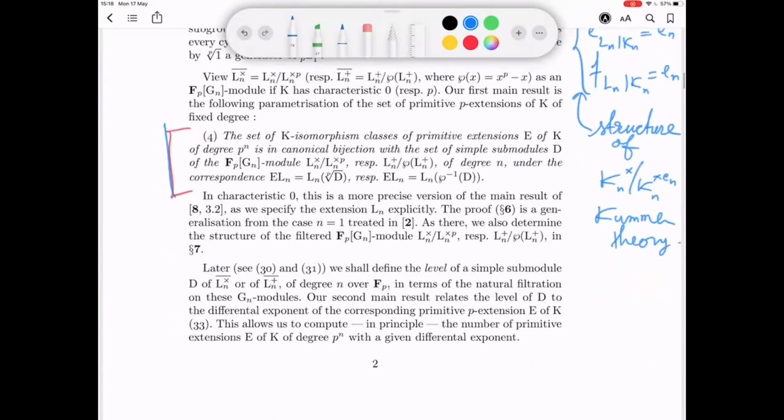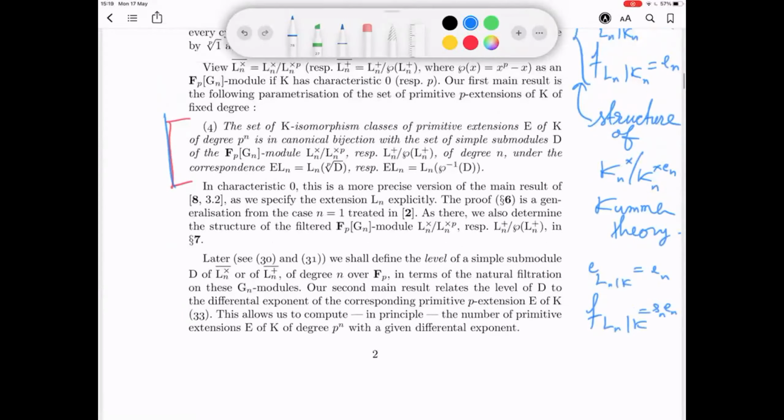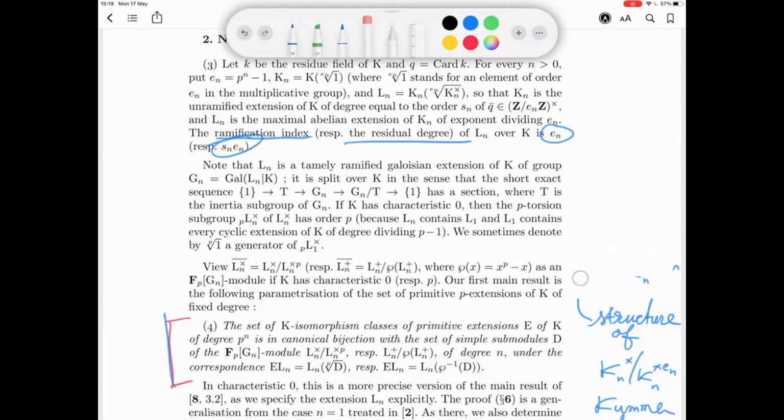Okay, so if we put these two things together, we get that the ramification index of Ln over K is En, but the residual degree of Ln over K is Sn times En. That's what is said here, finally. So the ramification index is En, and the residual degree is Sn times En. Right? Okay. So you should have no difficulty in, I mean, of course, you have to recall what we had done earlier, right?